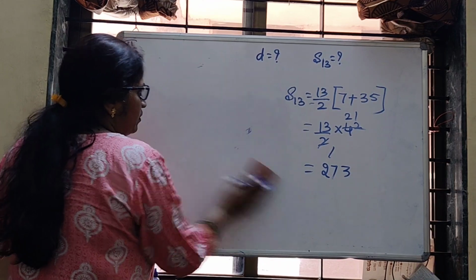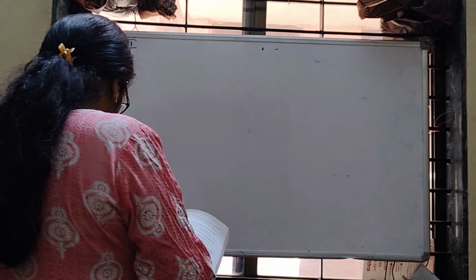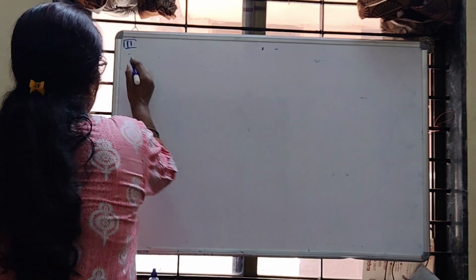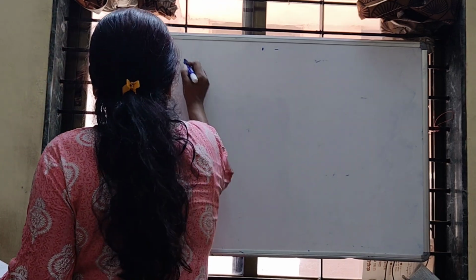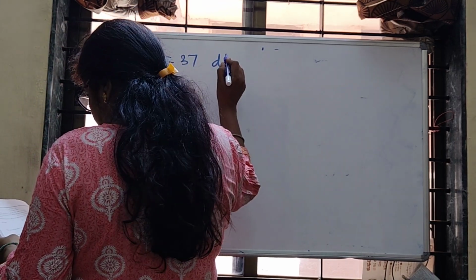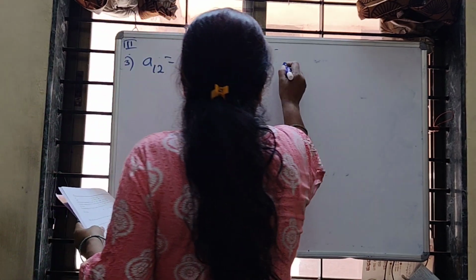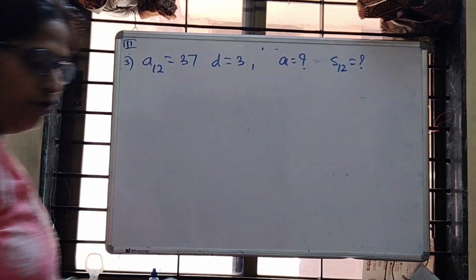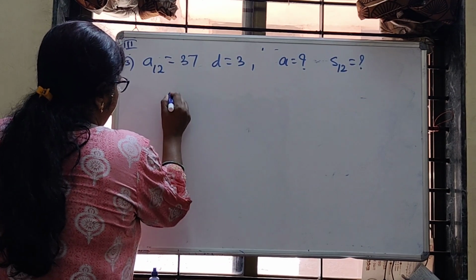We move on to the third question now. Third main, third question is a12 is equal to 37, d is equal to 3. We need to find a and S12. In the earlier question we found out d. Now in this question we are going to find out a using the a12.